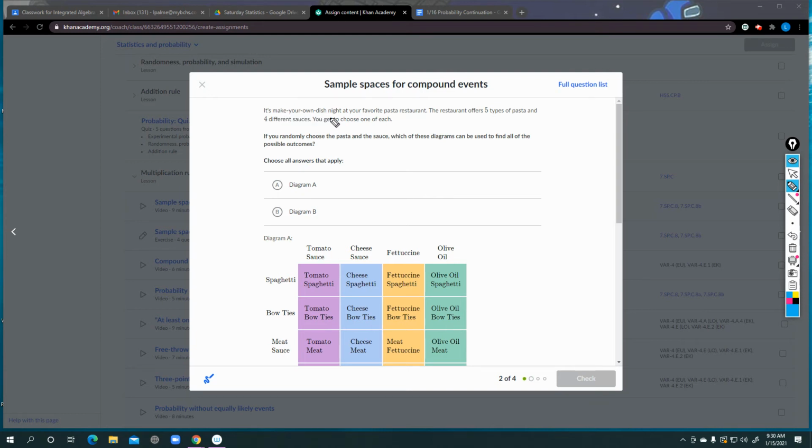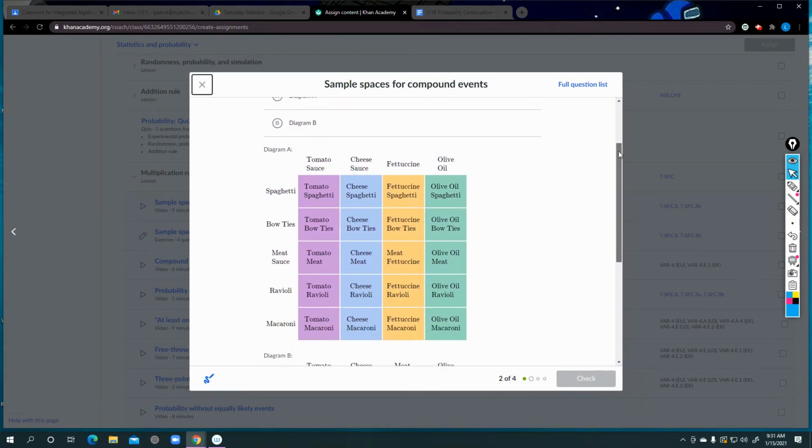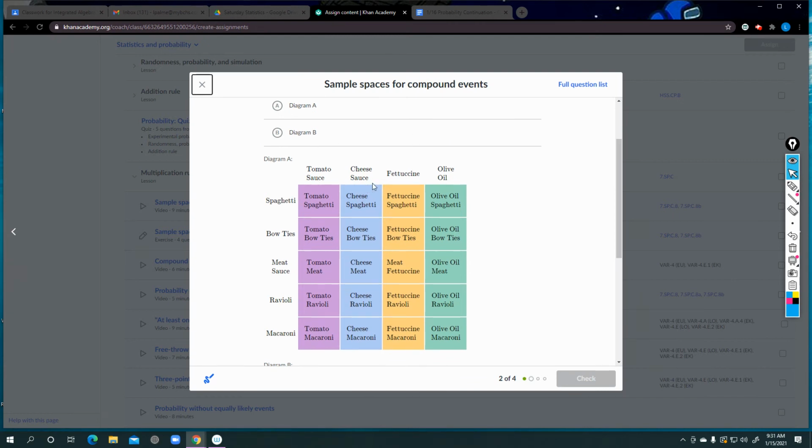It's make your own dish night at your favorite pasta restaurant. The restaurant offers 5 types of pasta and 4 different sauces. You get to choose one of each. So in our graph here, we have 5 different types of pasta. And it's stated that we have 4 different sauces: tomato sauce, cheese sauce, meat sauce, and olive oil.